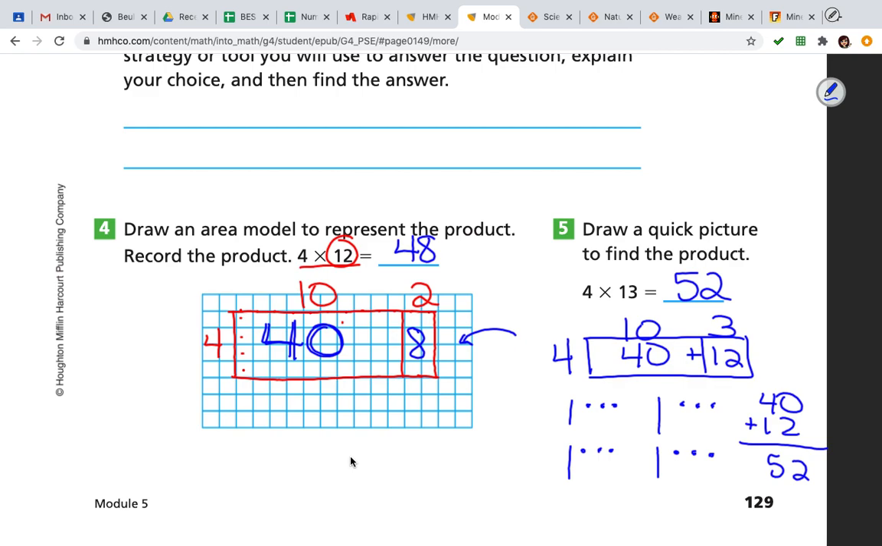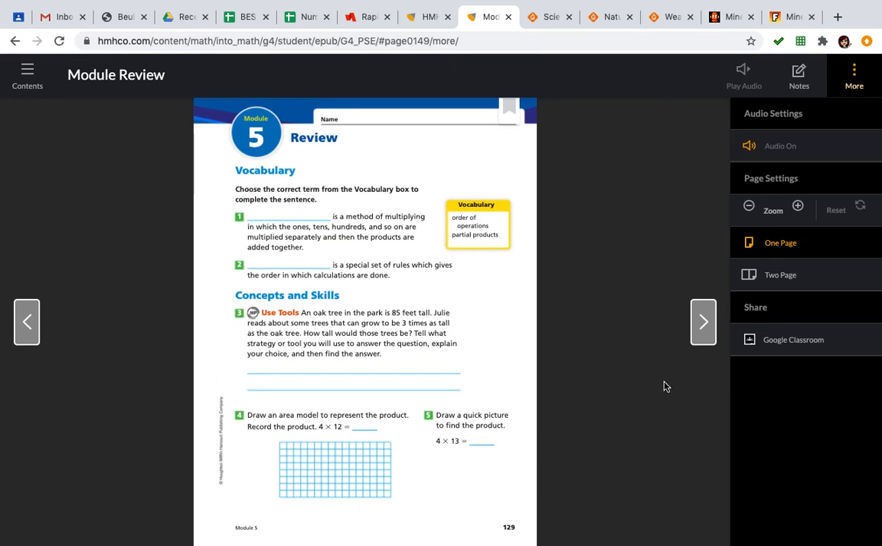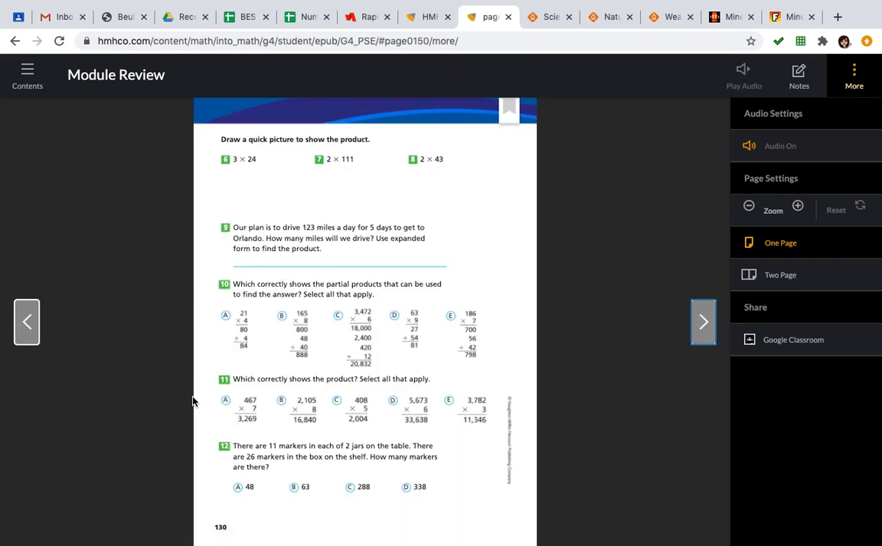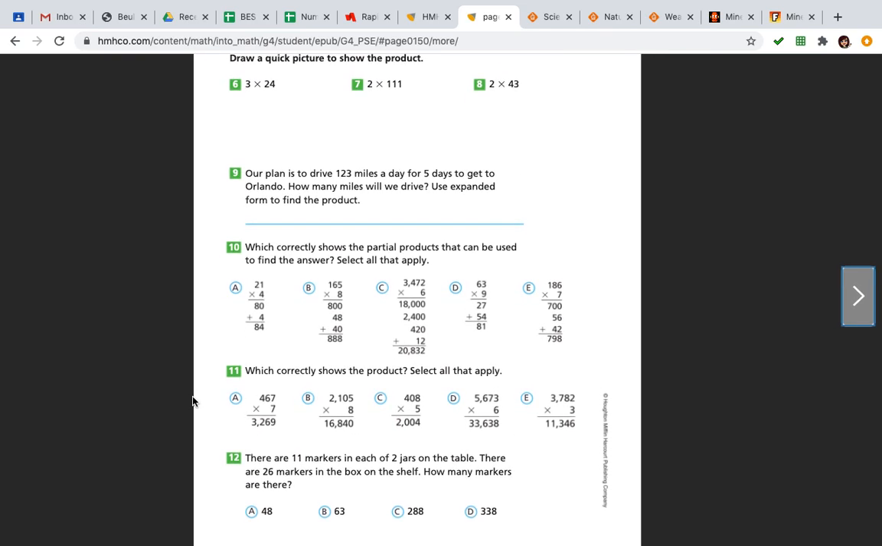You may have solved it that way, but they did want you to draw some type of picture. All right, on the next page, for 6, 7, and 8, it says draw a quick picture to show the product. And again, you could have done the area models, but in my book they wanted you to draw base 10 blocks.